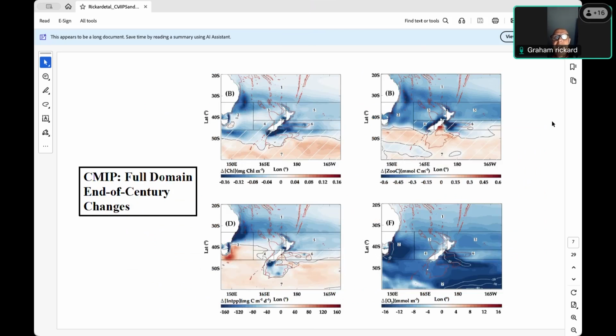But in the bottom right-hand corner, you can see the oxygen content. That's down to about 600 meters. And you can see that by end of century around our region, the oxygen is all reduced. So that's quite a significant change relative to present day.